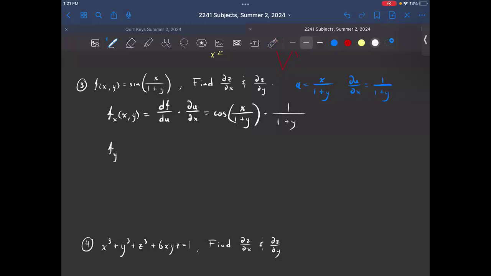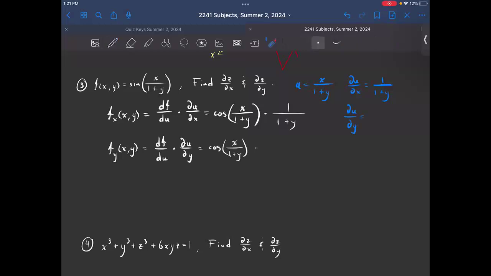f_y then is the same idea, df du, but now times the partial of u with respect to y. So we still have cosine of x over 1 plus y in front, but now we're going to multiply by the derivative of this function right here with respect to y. And so we should go ahead and compute that separately as well.